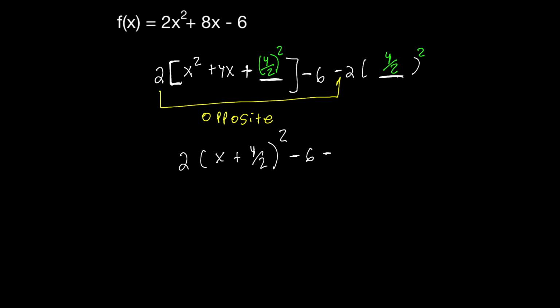We have a negative 6, a negative 2, and in parentheses I'm going to simplify. 4 divided by 2 is 2. Again, we're going to simplify the 4 divided by 2 here on the next line. So we get 2 times x plus 2 quantity squared minus 6 minus 2. And 2 raised to the second power gives us 4.